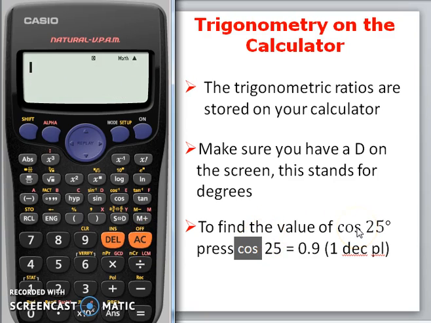To find the values of trig ratios for particular angles, we just press the sine, cos or tan first and then the angle and equals. So for cos of 25 degrees, I would press the cos button, they're all here, sine, cos, tan, so cos button, 25, press the equals button, and you'll get a great big long number on your screen, and you can round it off to a certain number of decimal places.